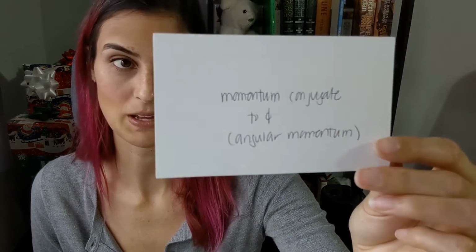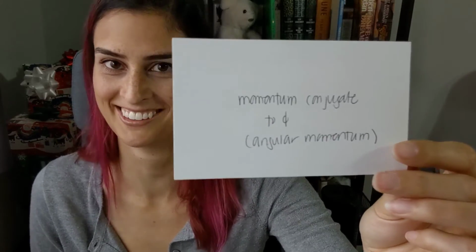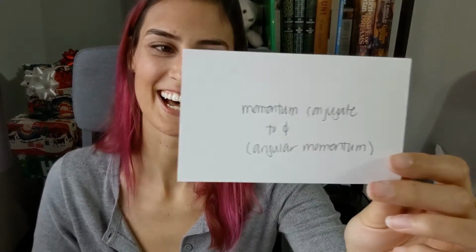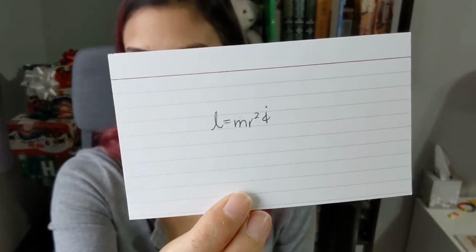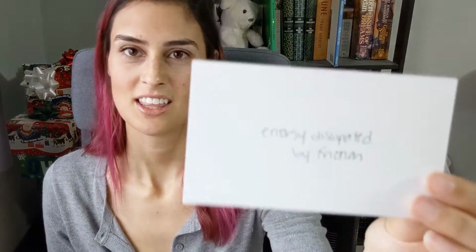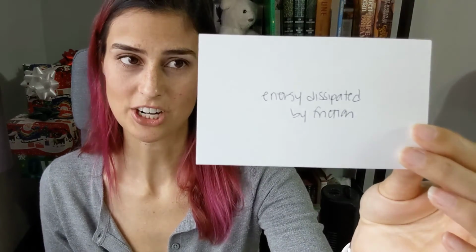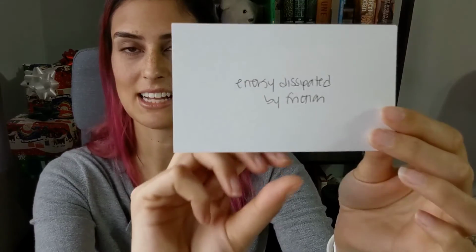The momentum conjugate to phi for angular momentum. This is L equals m r squared phi dot, where phi dot would be the time derivative of phi. The energy dissipated by friction is delta E thermal equals F times delta s.